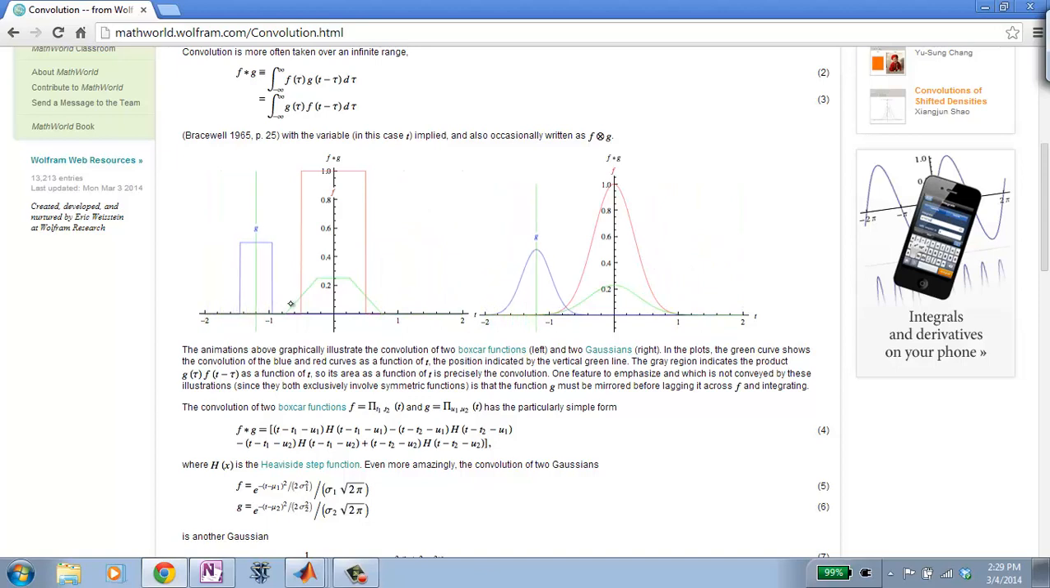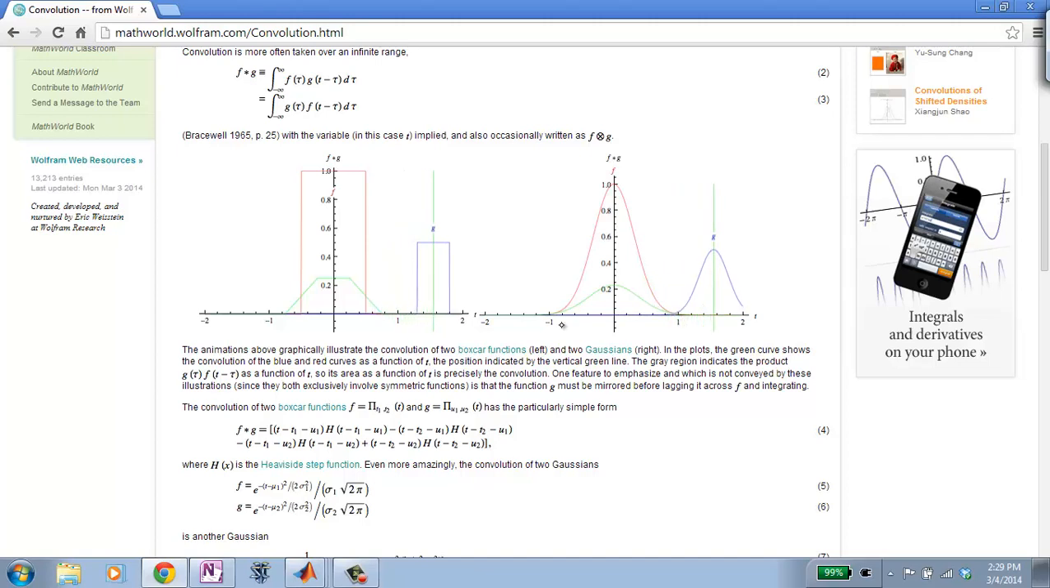As it's overlapping, see, it starts to overlap right now. And right when it overlaps, the center of g is right here. And that's where the output stops being 0. It's 0, 0, 0, and then it's positive. And then it's back to 0 because they're not overlapping. Okay. Same thing over here, but with different functions.